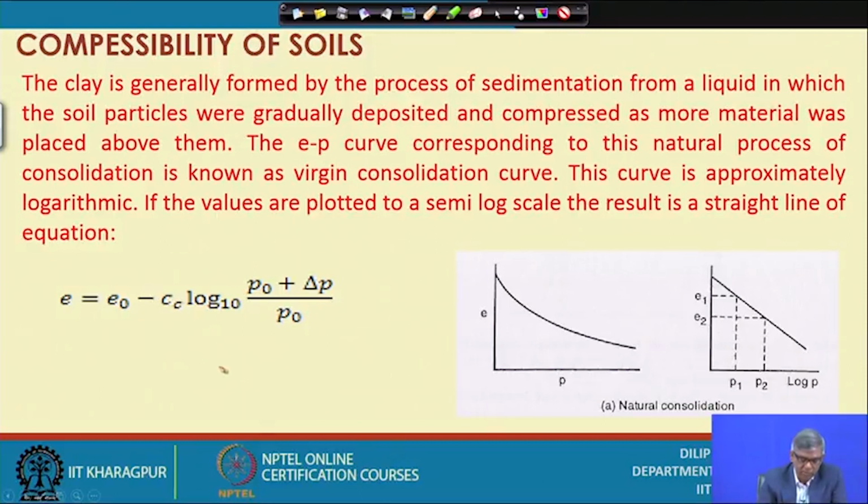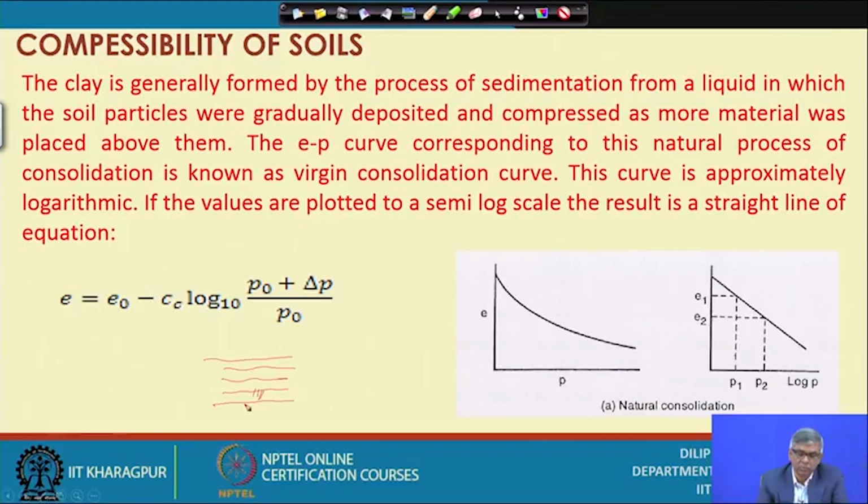Suppose there is a flowing fluid and soil is deposited here. Today the thickness was this, tomorrow it is like that. So it will accumulate and the height will increase. Then under this loading, the soil below will be consolidated. This is the process, and the e-p curve corresponding to this natural process of consolidation is known as the virgin curve. So this is the natural way of consolidation.